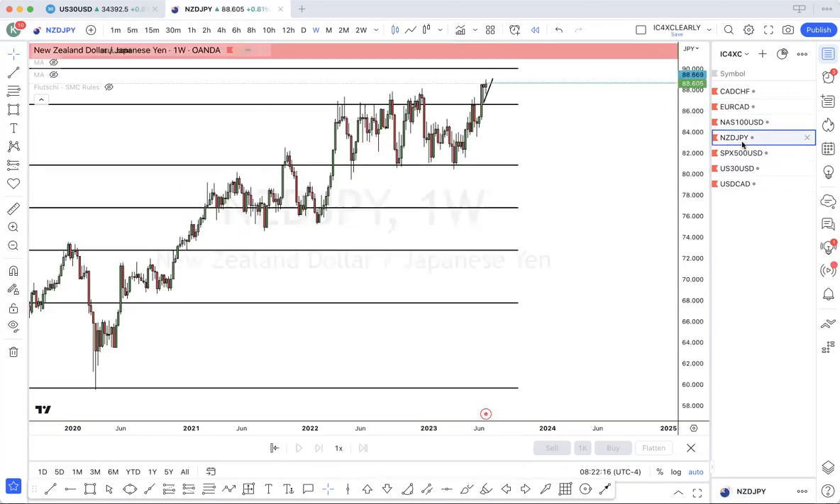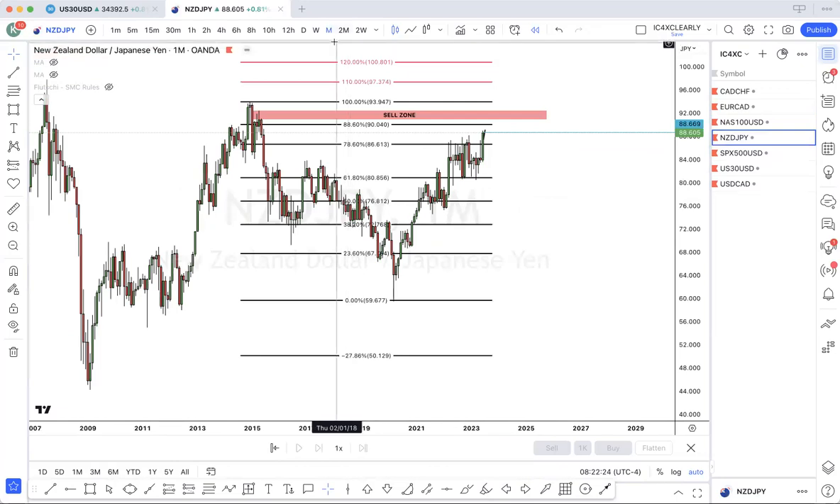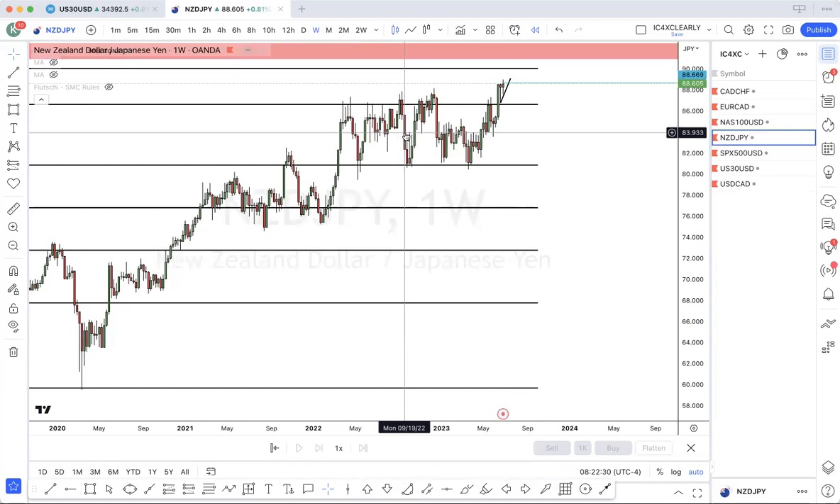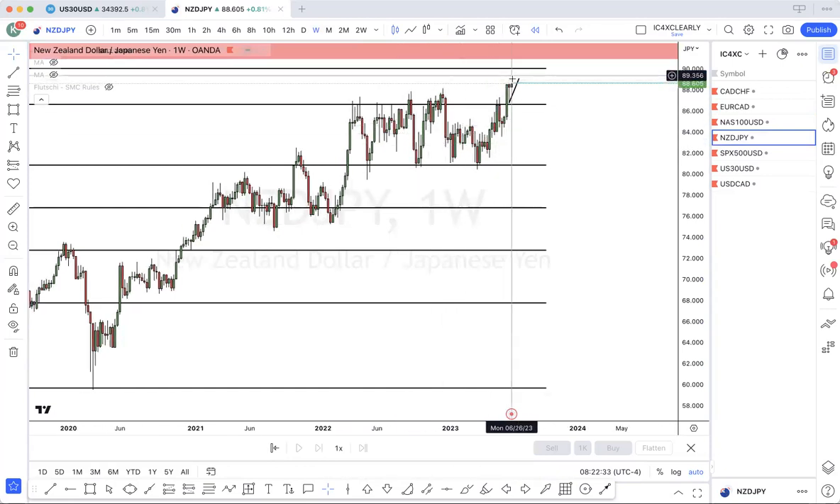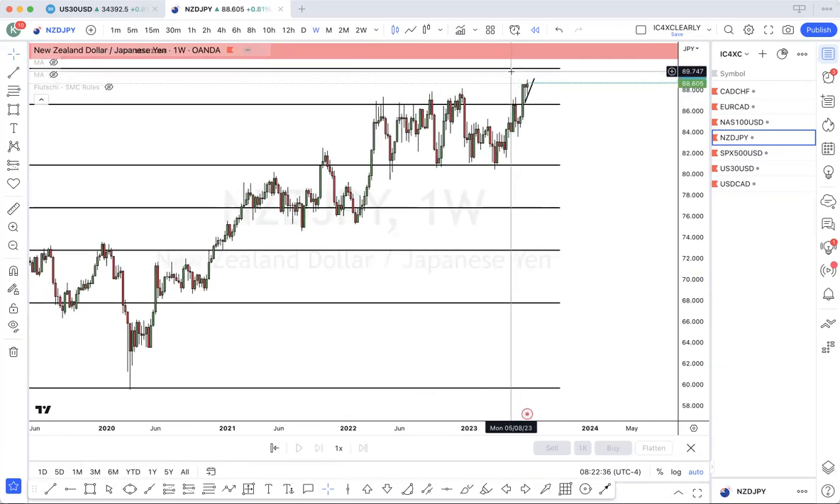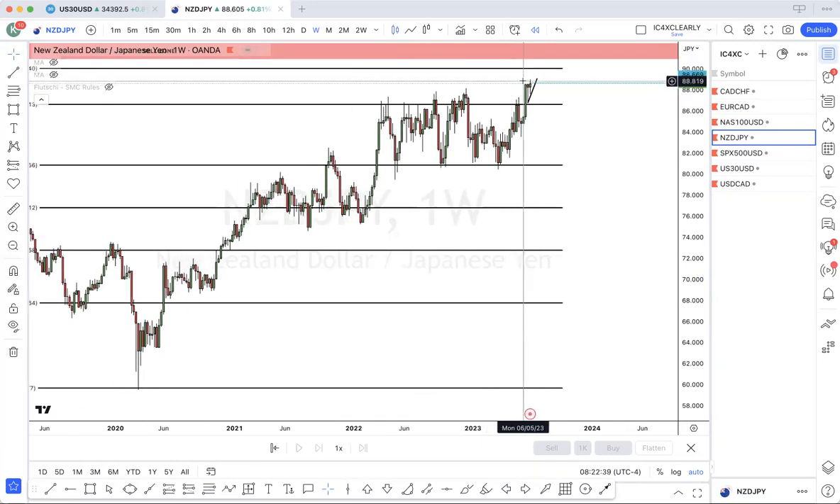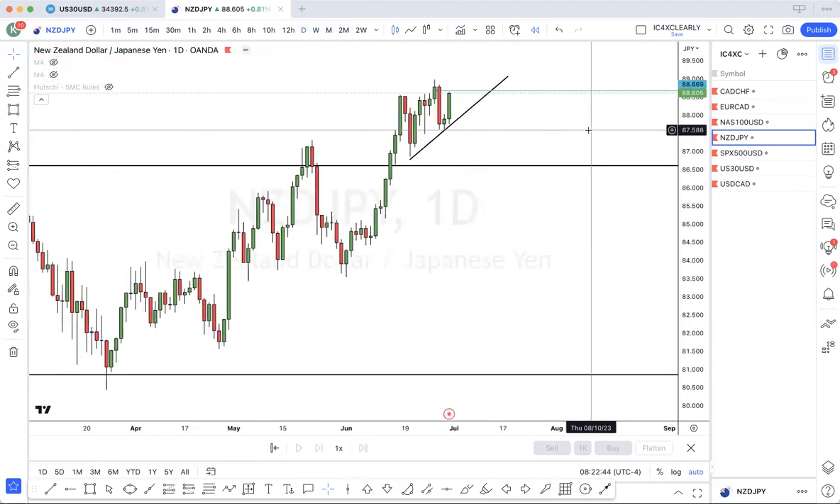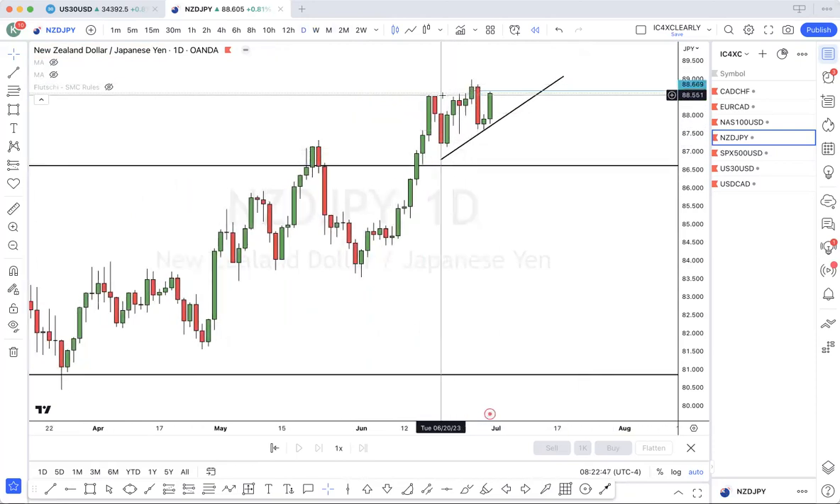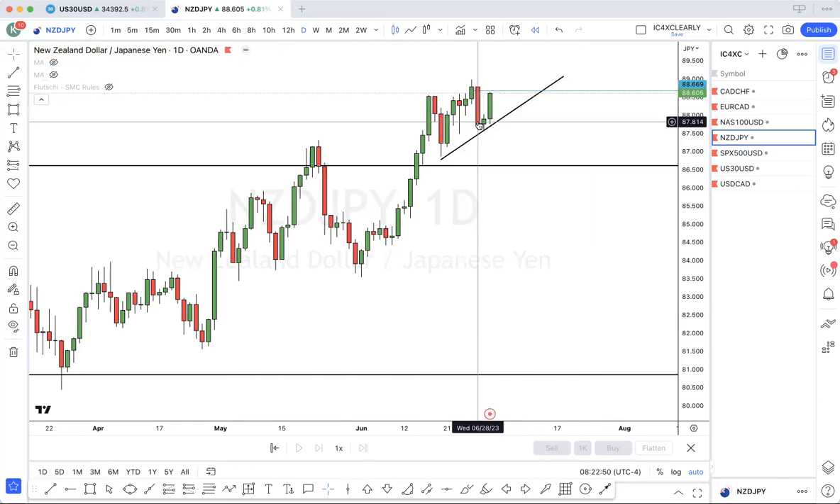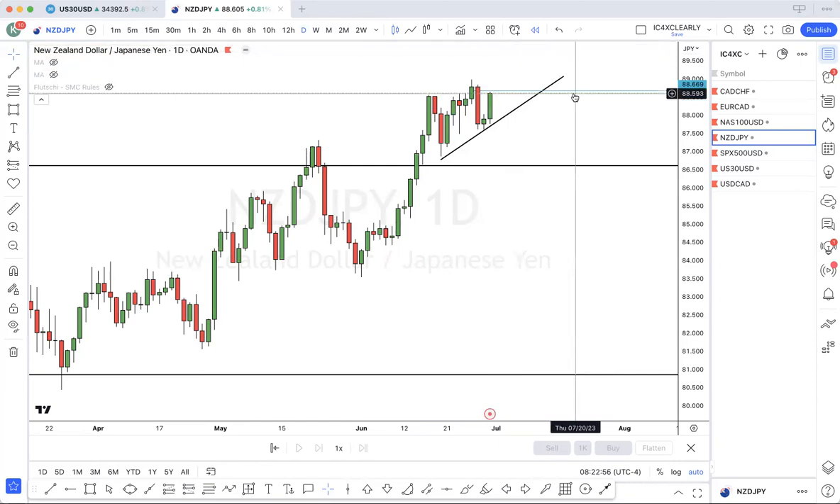Okay, then we have NZDJPY, which we've looked at on the monthly. And so again, on the weekly, we're looking for bullish. We're looking for buys. Price broke structure, gave a correction. Now we're looking for a continuation.